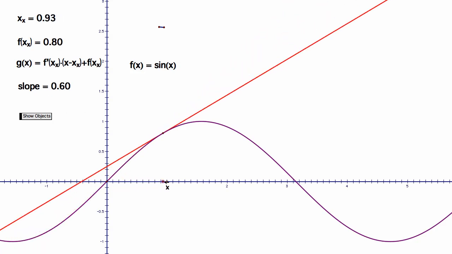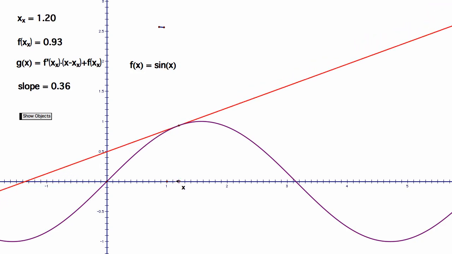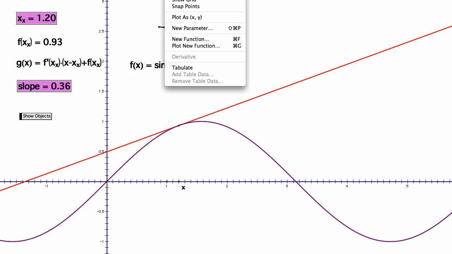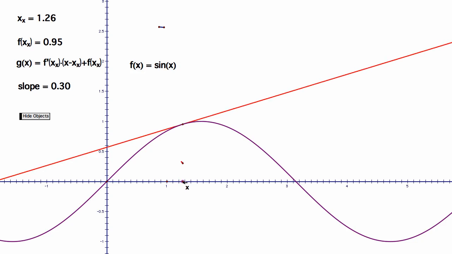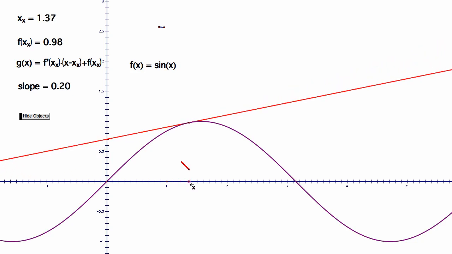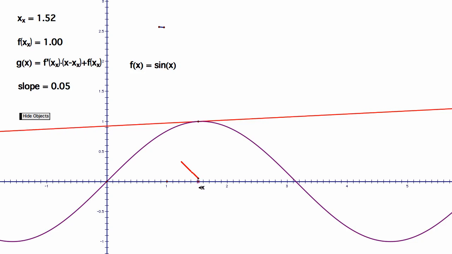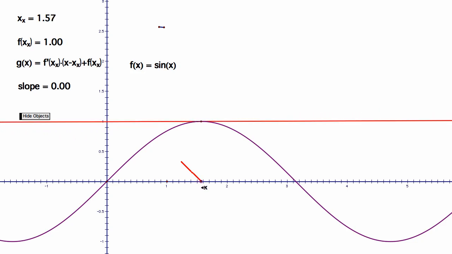So let's try to plot what the slope of this tangent line is doing. Here is the x-coordinate, here is the corresponding slope. I'm going to highlight both of these and plot those as an xy coordinate. You can see this point right here. As I move x to the right, you can see that point is tracing out the slope of that tangent line. In fact, at 1.57, that point is at 0.